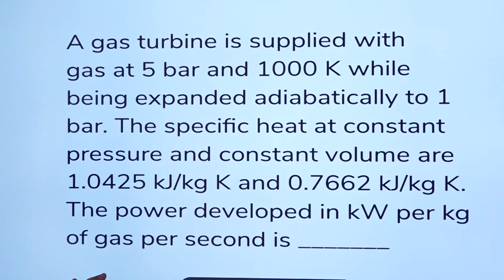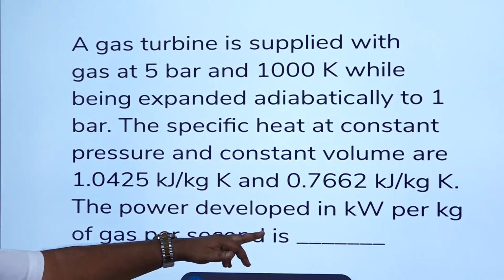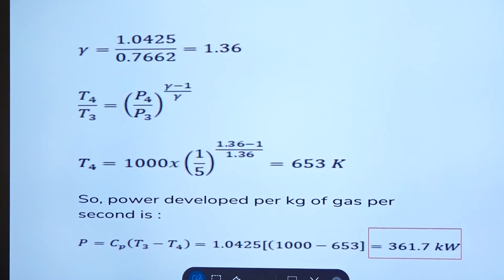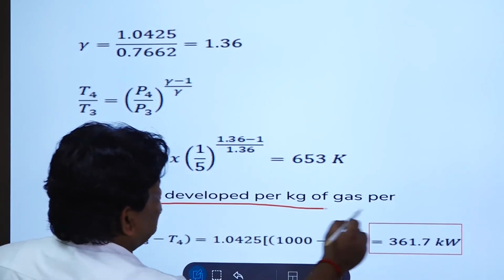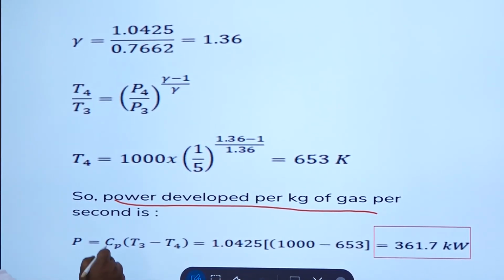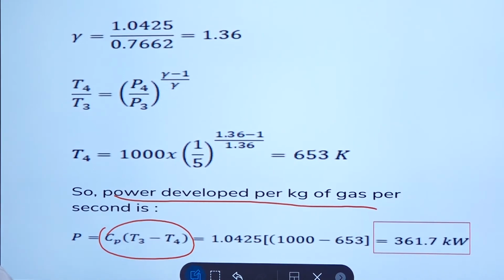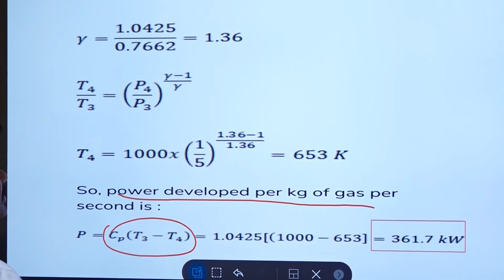So you should know the power that is developed. So power is developed in kilowatt per kilogram of gas per second. So the power developed has to be given here. It is m Cp into (T3 minus T4), the formula for the power developed. So if you know the values of T3 and T4, you can easily find the value of this power.